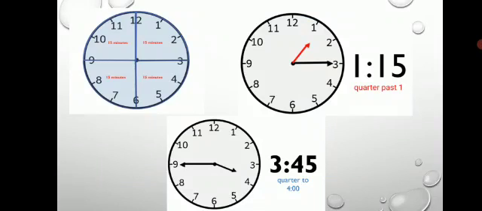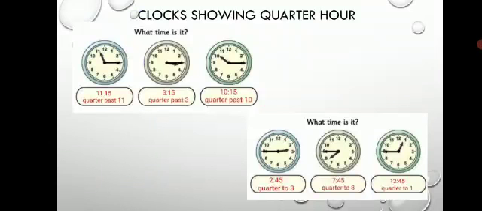When the minute hand is on 3, it is quarter past the hour. When the minute hand is on 9, it is quarter to the hour. So students, this was about quarter hour. Here are some examples about the clocks showing quarter hour.